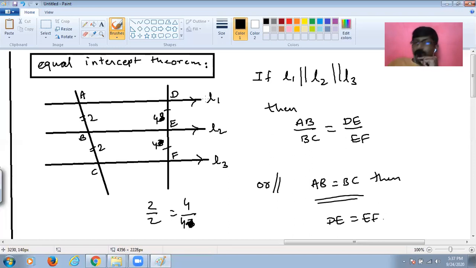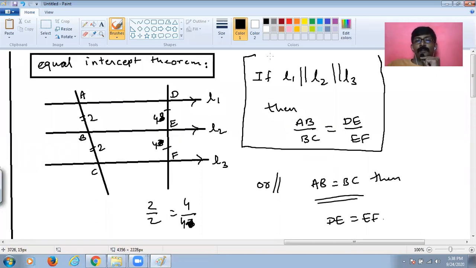So when the three lines are parallel to each other, then the two transversals make, this line is called a transversal. So these two transversals make intercepts in the same proportion, or the intercepts are in proportion. That is what this statement is. I hope you understood this theorem. This is it. Thank you.